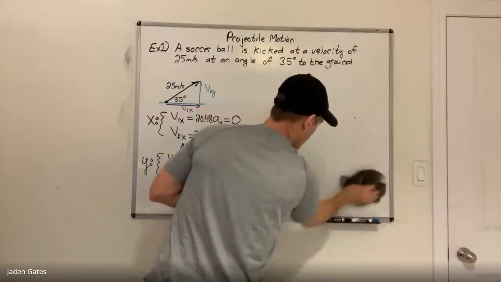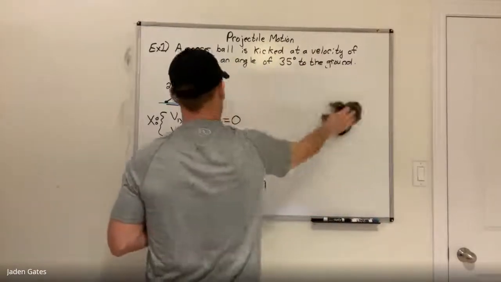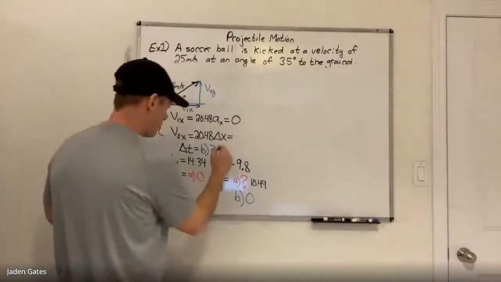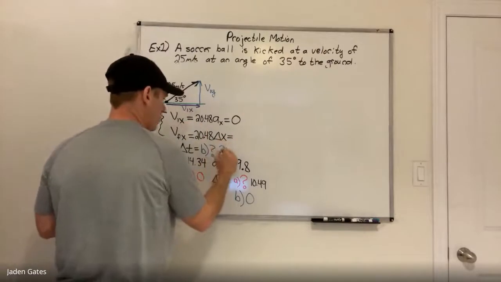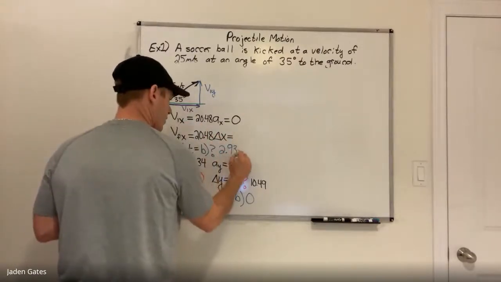Oh, 2.3, what was that? 2.39 seconds. So I'm going to write that in, actually, because I found it. All right, so let's see here. B here, 2. What was it? 2.93 seconds. All right, there we go.